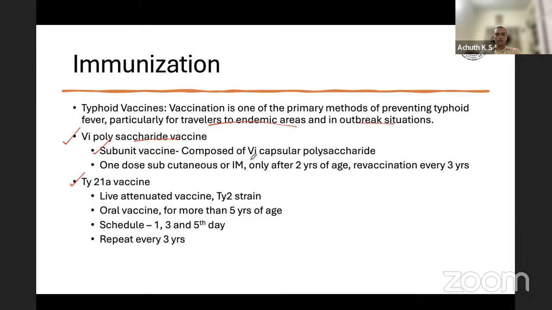Polysaccharide vaccine is composed of the Vi capsular polysaccharide, 1 dose IM after 2 years of age and revaccinate after 3 years. Not once after 3 years, every third year you have to vaccinate them. The other one is the Ty21a vaccine. It is a live attenuated vaccine, Ty2 strain given orally, approved for those more than 5 years of age, schedule is 3 doses, that is 1st, 3rd and 5th day. Whereas the capsule vaccine is 1 dose. It is a 3 dose vaccine repeated every 3 years, that is 1st, 3rd and 5th day.